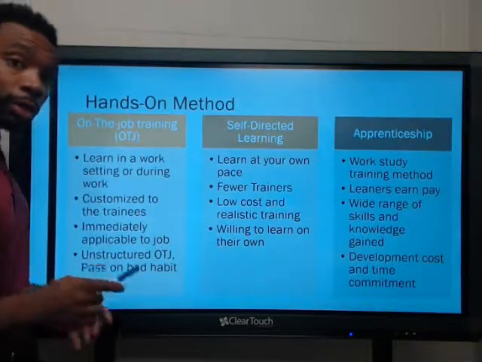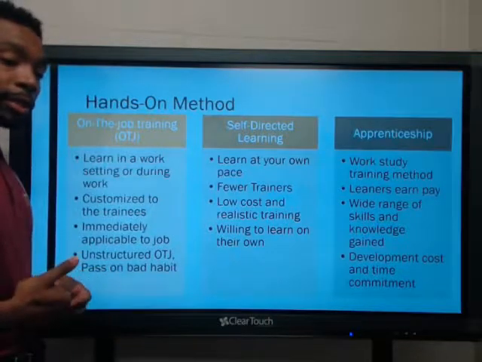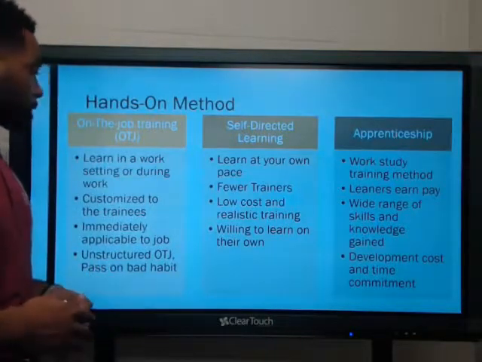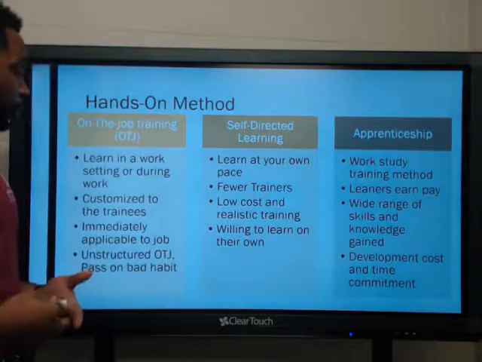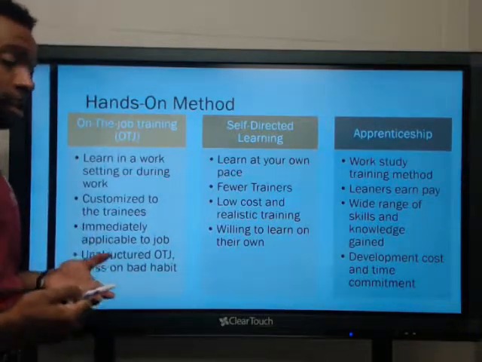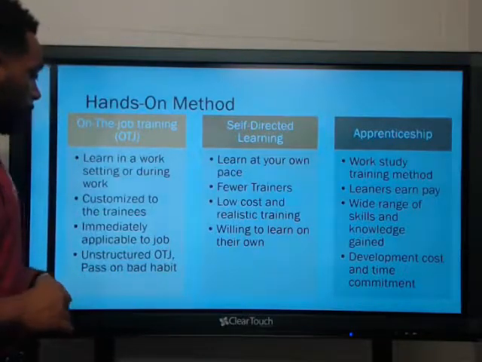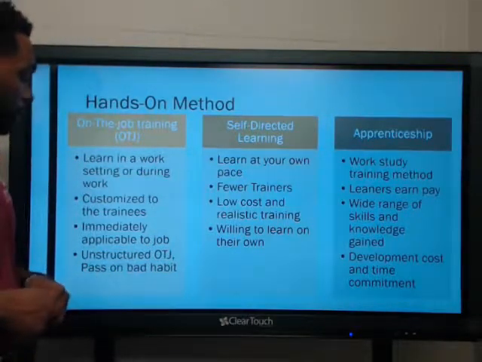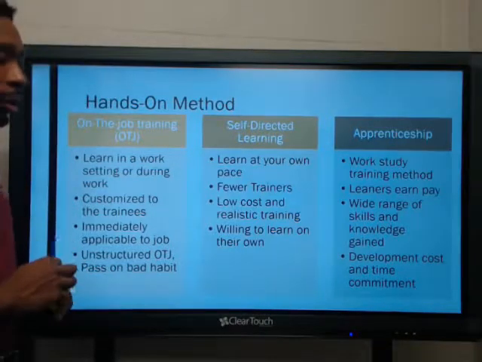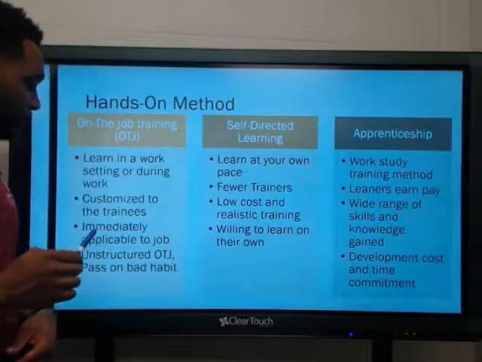It's on the job, so you'll be learning practical skills, practical development in your workplace, and you'll be in a work setting doing work that is actually involved in the job. You won't be in a classroom doing fictional work, and it's customized to the trainees. Immediately, you can apply it to the job from the trainee standpoint.